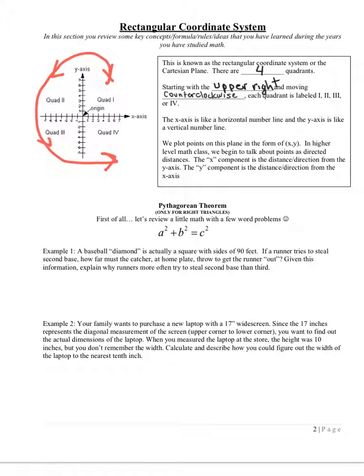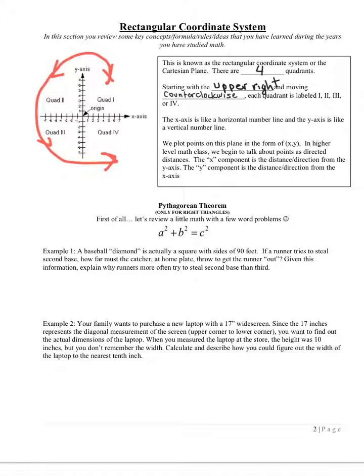The x-axis is like a horizontal number line and the y-axis is like a vertical number line. We plot points on this plane in the form (x, y). In higher level math classes, we will begin to talk about points as directed distances. The x component is the directed distance from the y-axis, and the y component is the directed distance from the x-axis. Now let's look at the Pythagorean theorem and how we use that to solve word problems.